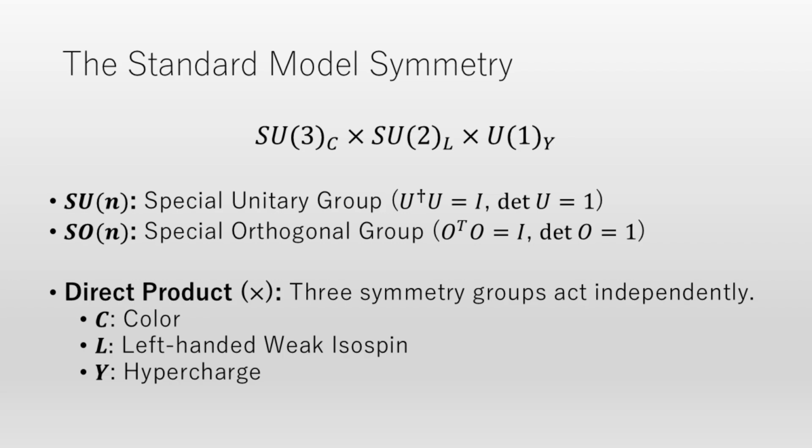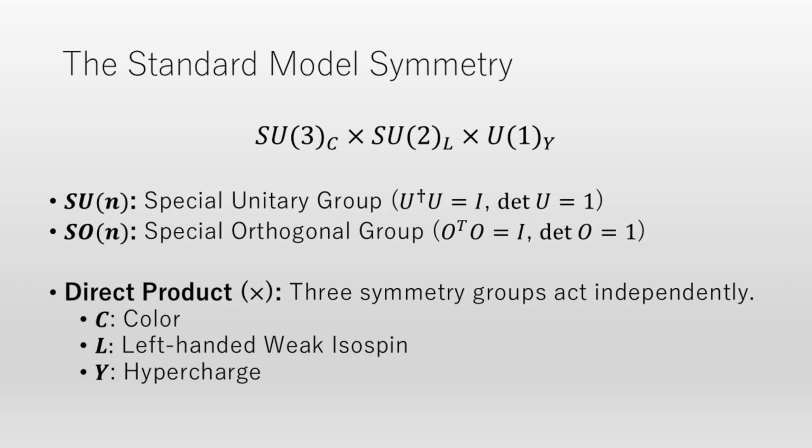The letter O stands for orthogonal. Orthogonal matrices satisfy OᵀO = I, which preserves lengths and angles. The prefix S stands for special. For unitary groups, it imposes the condition determinant of U equals 1, removing an overall phase. For orthogonal groups, it imposes determinant of O equals 1, selecting pure rotations and excluding reflections.